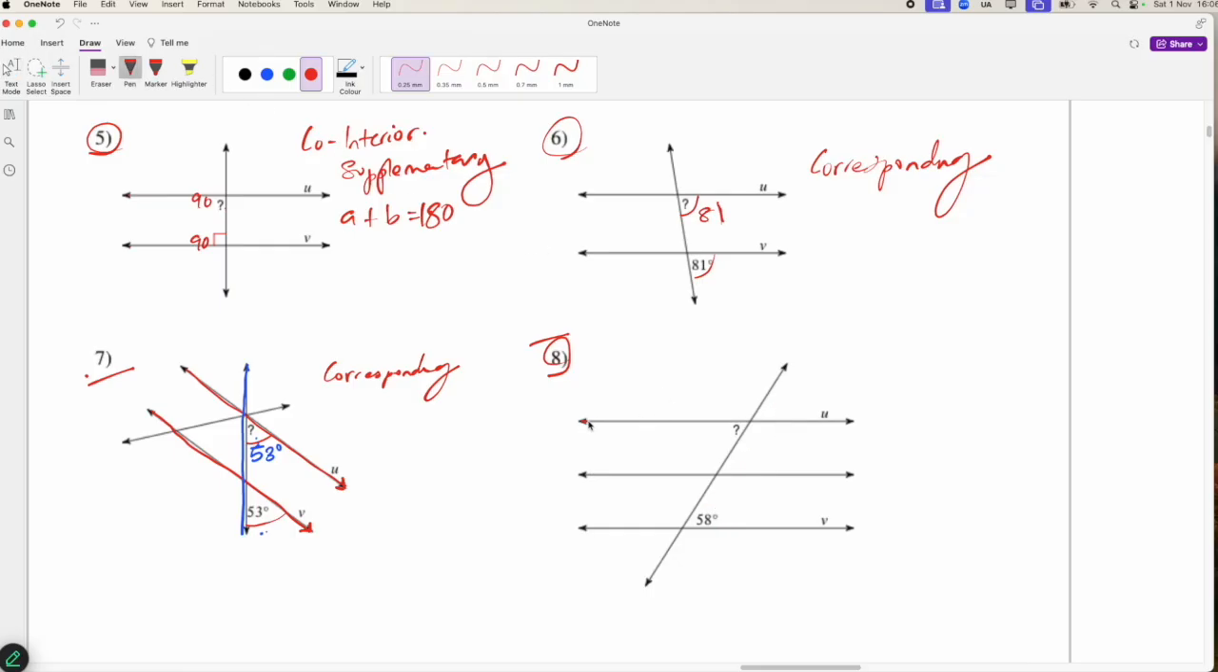If you notice, this line is parallel with this line. This middle line is not playing a role at all, right? And if you notice, the transversal is forming a Z.